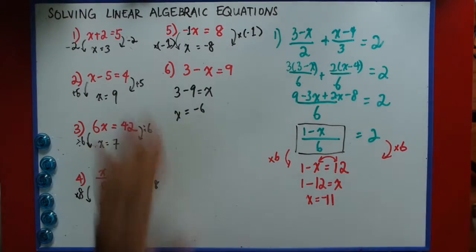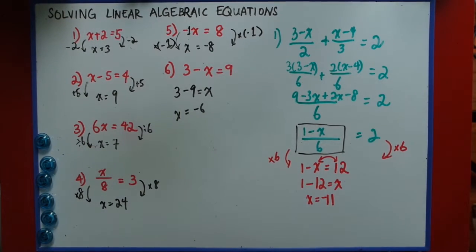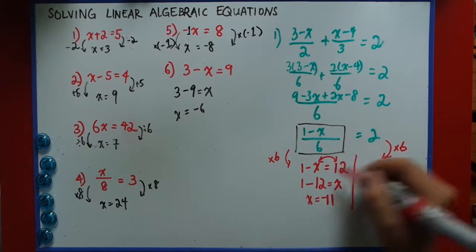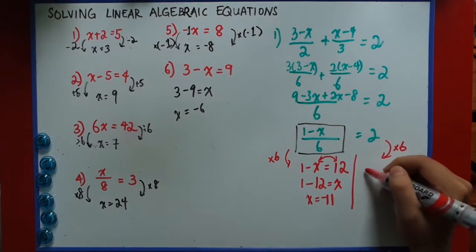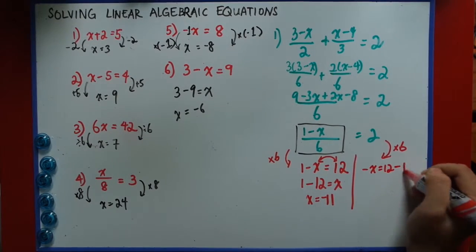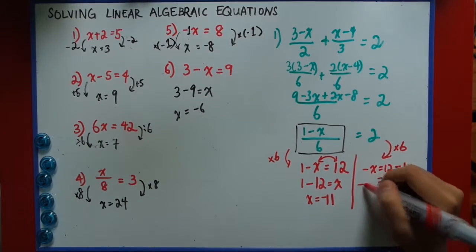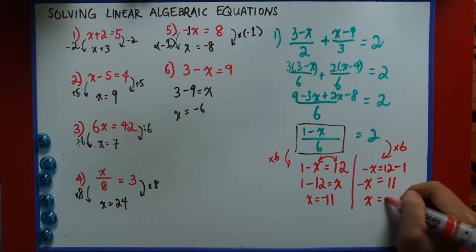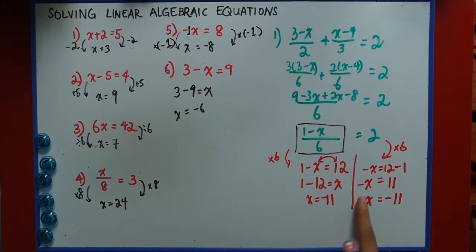Of course, if you don't get number 6, I would do number 5 for you. The other way would basically be 1 minus x, so I'll bring 1 over. Minus x equals 12 minus 1, okay, which is minus x is 11, then I do this. Okay? So both ways are fine. You don't have to stress out if you cannot get 6.